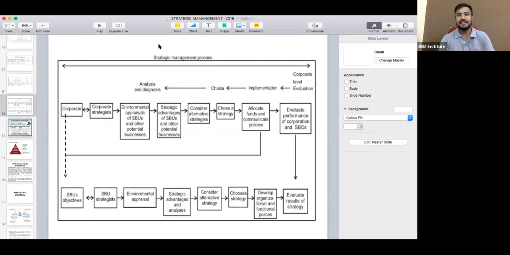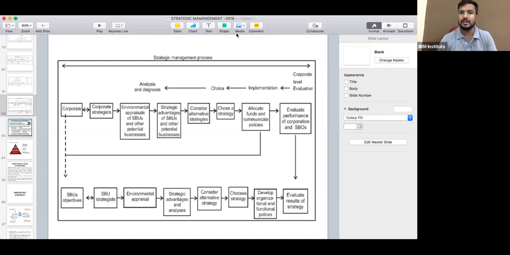Okay. After that, once the company decided their location or their prominent country where they want to expand their operation, they will definitely allocate the fund and communicate the policies when it comes to functional level policy, which we discussed in the last slide as well. Once it is done, definitely the company will evaluate their strategy.